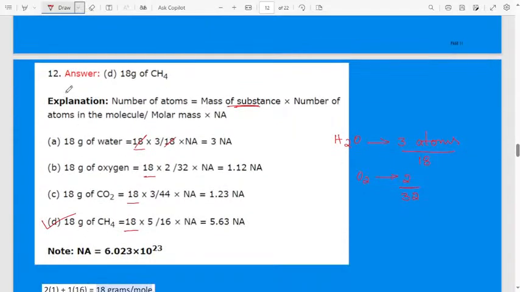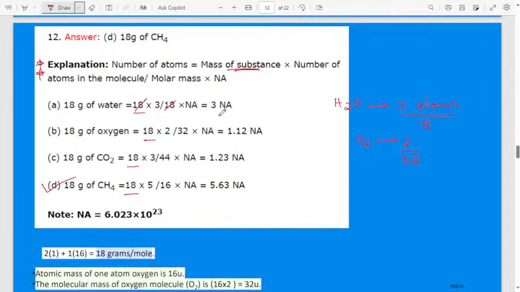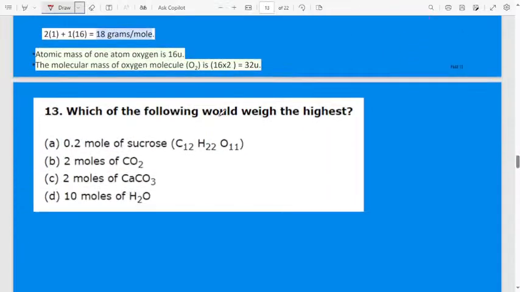Remember the formula, very very important. Number of atoms will be mass of substance. Mass of substance, they have given here 18 gram, 18 gram, 18 gram. Then number of atoms in the molecule divided by molar mass into Avogadro number. Let us move to the next question.